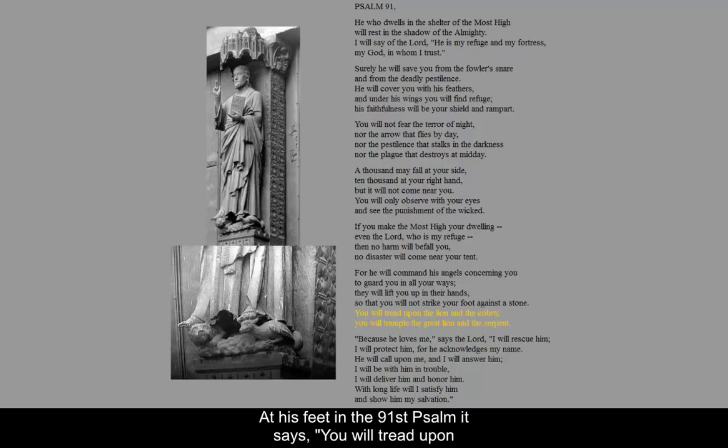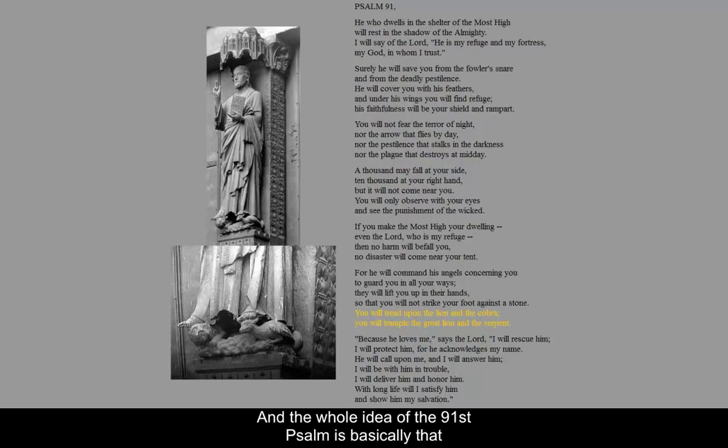At his feet, in the 91st Psalm, it says, "You will tread upon the lion and the cobra, you will trample the great lion and the serpent." And we can see that he's kind of trampling on these chimeras, these weird creatures. Now, they wouldn't know what a cobra really looked like, and they wouldn't know what a lion looked like.